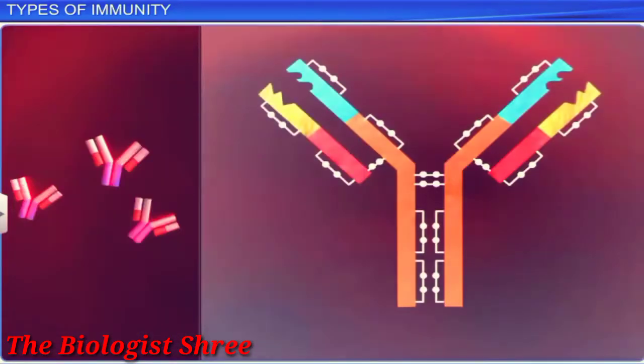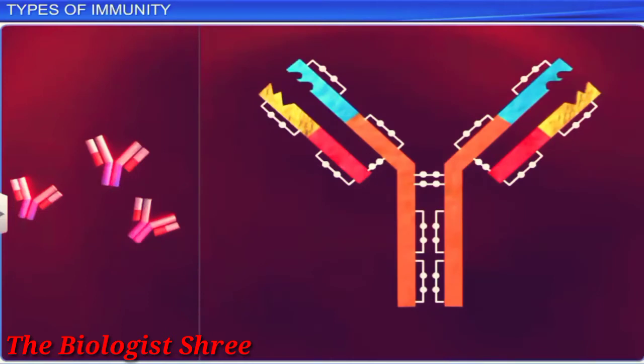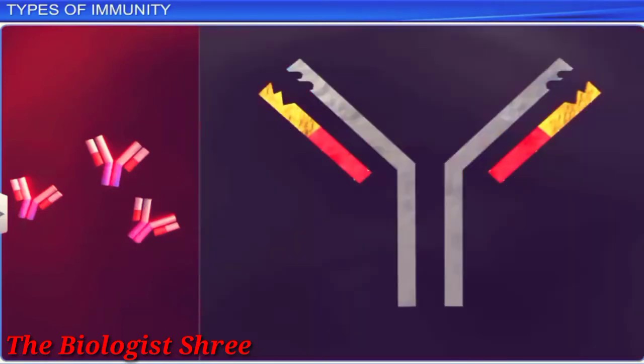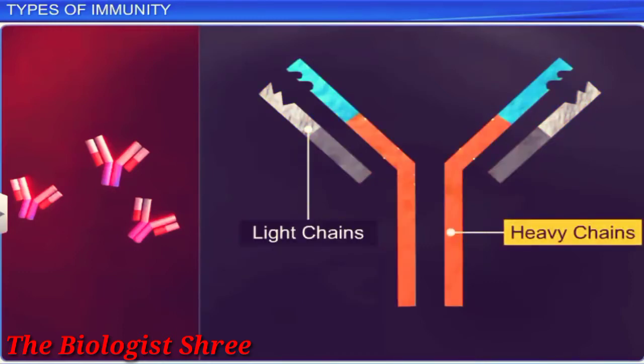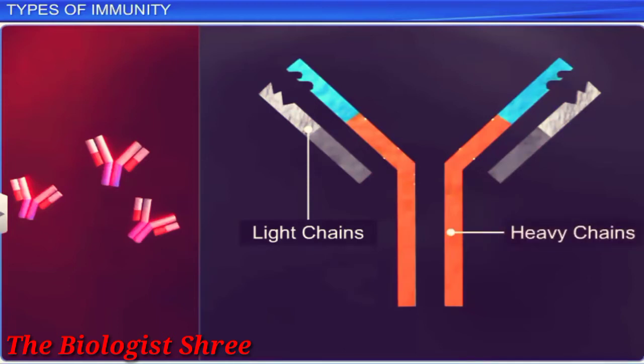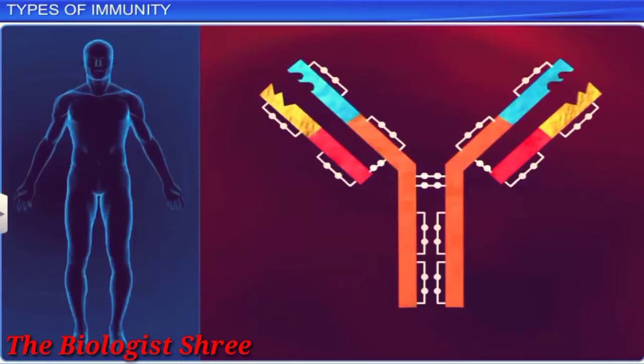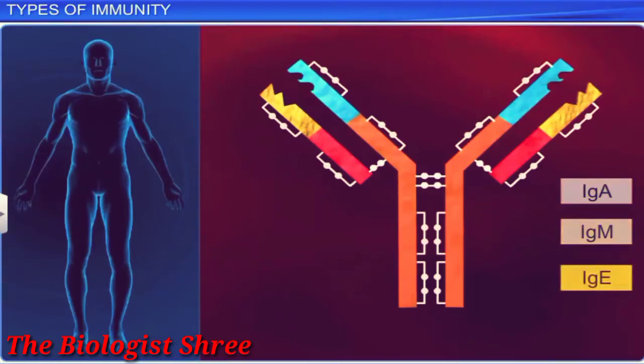Each antibody molecule has 4 peptide chains, 2 small and 2 longer ones. The 2 small chains are called light chains, while the 2 longer ones are called heavy chains. Therefore, an antibody is represented by H2L2. IgA, IgM, IgE and IgG are some examples of antibodies in our body.